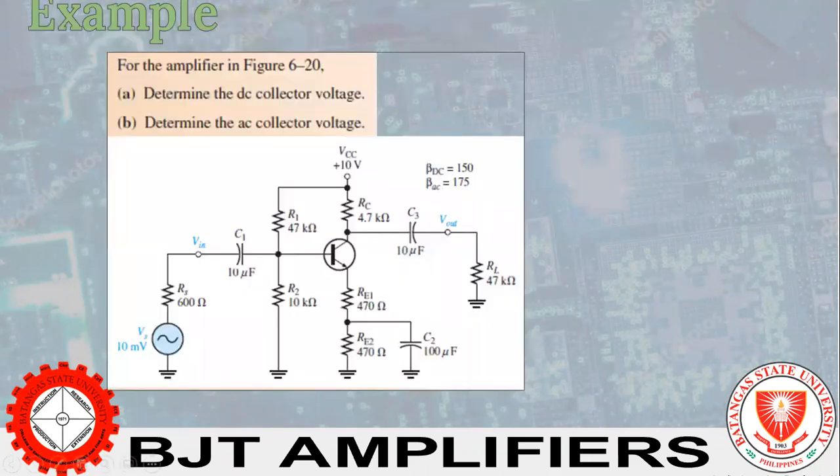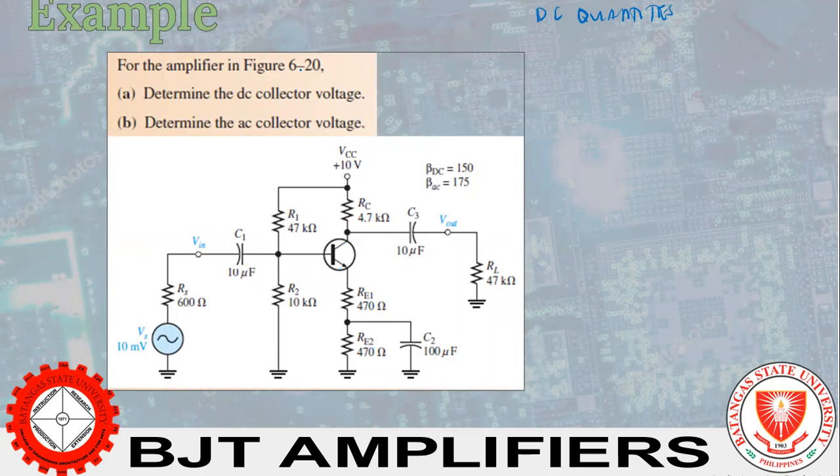Okay, so for the amplifier, 6.20. Determine daw natin si DC collector voltage at determine daw natin si AC collector voltage. Okay. So, una natin drawing yung waveform. DC collector voltage saka AC collector voltage yung ating kukuhanin. Okay? So, kuhanin muna natin yung mga DC quantities. For DC quantities tayo. Ayan. So, itong part lang na ito, no?